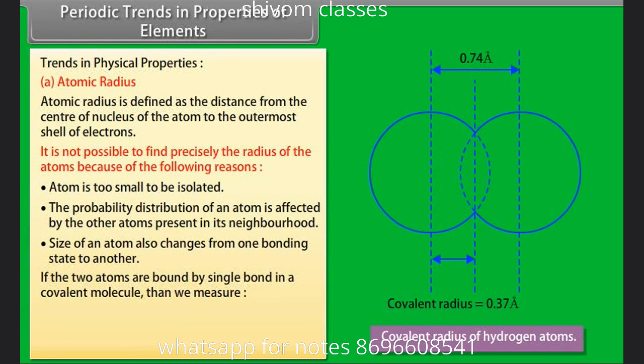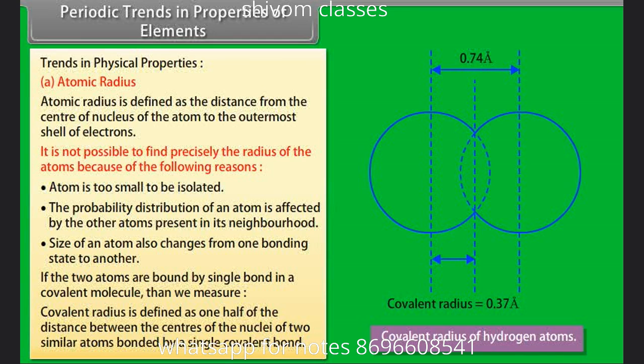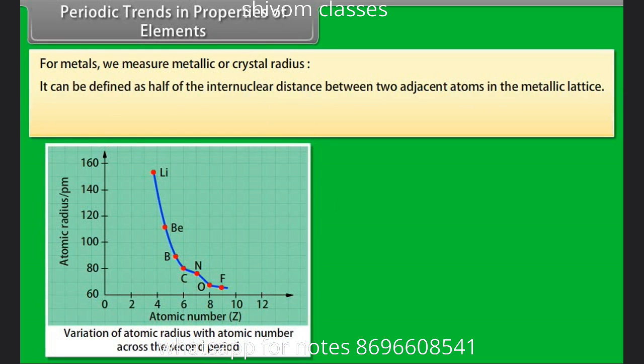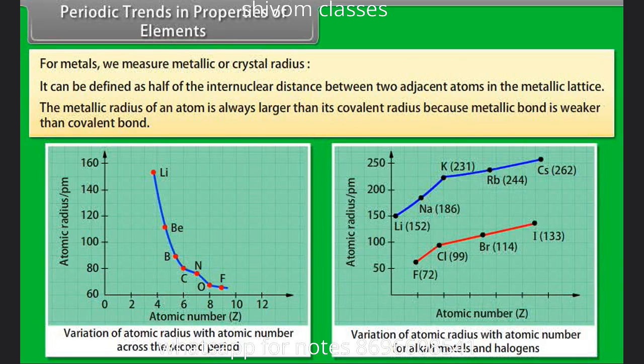If two atoms are bound by a single bond in a covalent molecule, then we measure the covalent radius. Covalent radius is defined as 1/2 of the distance between the centers of the nuclei of two similar atoms bonded by a single covalent bond. For metals, we measure metallic or crystal radius. It can be defined as half of the internuclear distance between two adjacent atoms in the metallic lattice. The metallic radius of an atom is always larger than its covalent radius because metallic bond is weaker than covalent bond.